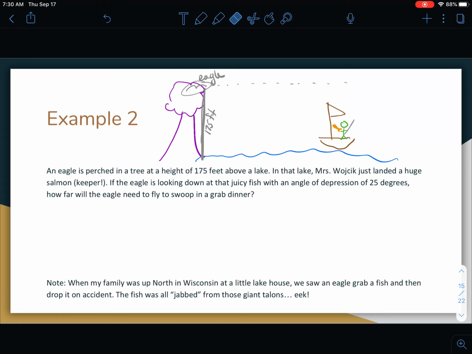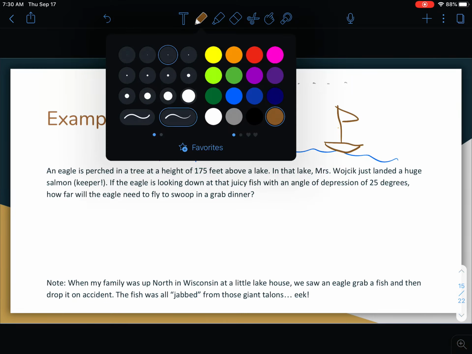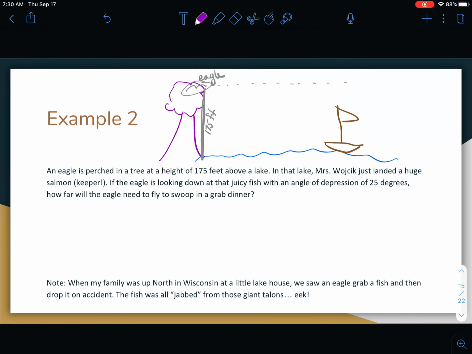Now, I kind of want to cheat a little bit. And you're like, oh my gosh, you erased that beautiful drawing. I know, that's just terrible. We're going to make it so this fish is right on the water. We're going to do that because then we'll have to deal with a little less of some issues here.